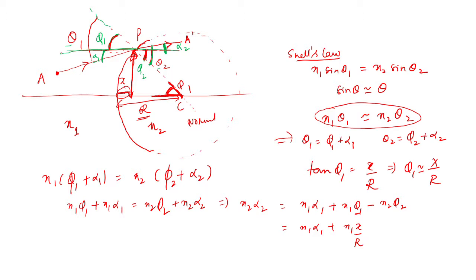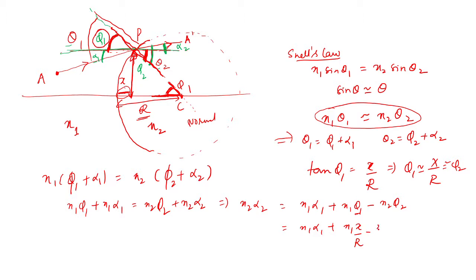So even for phi 2, the same relationship of x by r holds. So I can write phi 1 and phi 2, because here phi 1 is the angle between the normal, that is going through the center of the curvature, and the horizontal. So this angle is also the same thing, between the horizontal and the normal, so that would be the same as phi 1. So that's why we are able to write it as x by r.